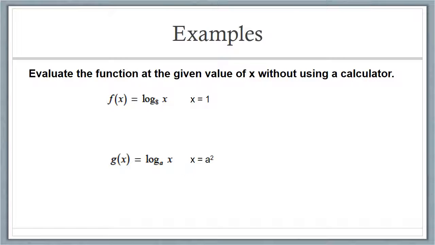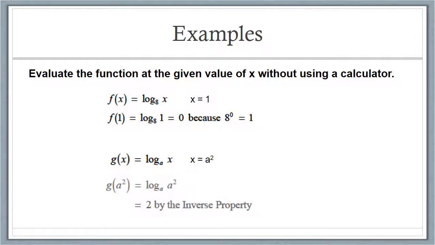All right, so evaluate the function at the given x without using a calculator. Pause the recording, give this a try, and resume to check your answer. Okay, log base 8 of 1 is 0 because 8 to the 0 is 1. And for g, we've got log base a of a squared, that's 2 because a to the second power is a squared. Or you could also use the inverse property, which says log base a of a squared, the two a's just cancel and leave you with 2.